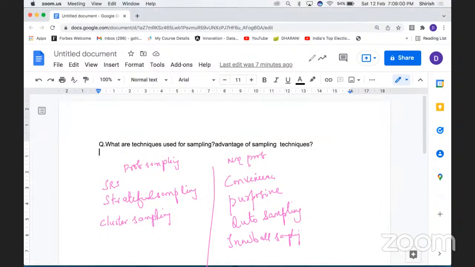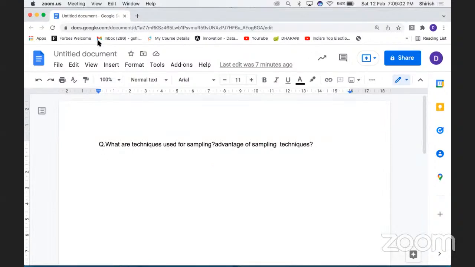Okay, the next question here is, list out the conditions for overfitting and underfitting.